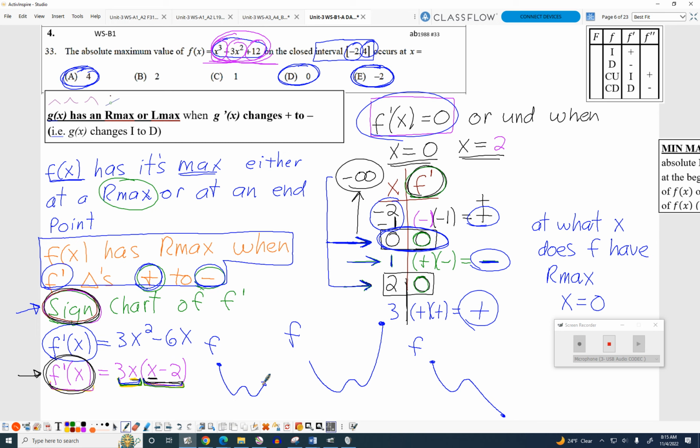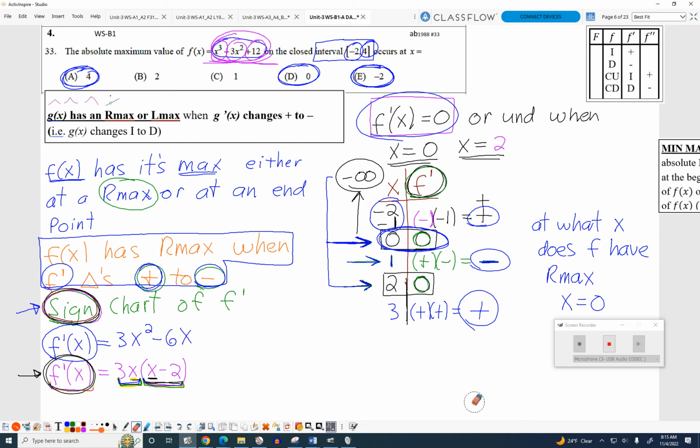So is the absolute maximum value the same as relative max? Are they different? Different. So then it wouldn't be 0, would it? Because that's the relative max, not the absolute max. I said that poorly, 2 points for Jake. The absolute max and the relative max can be the same spot, but they don't have to be.